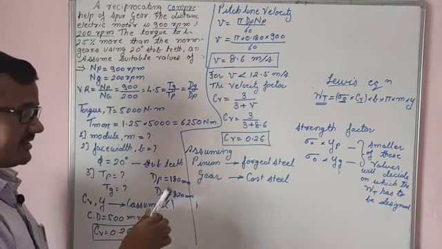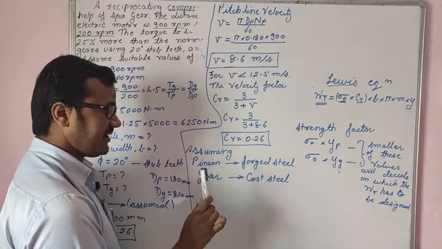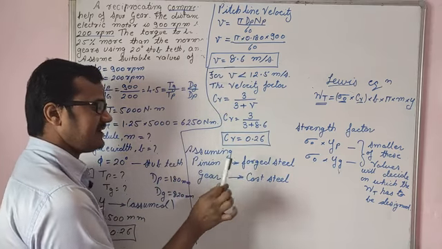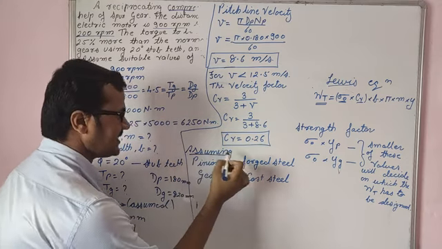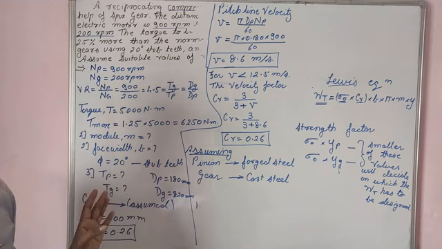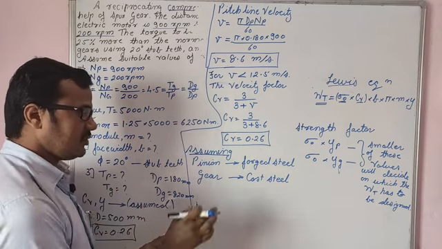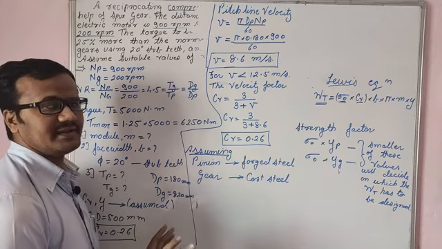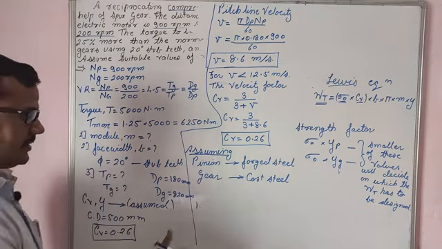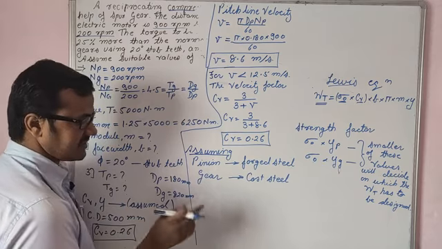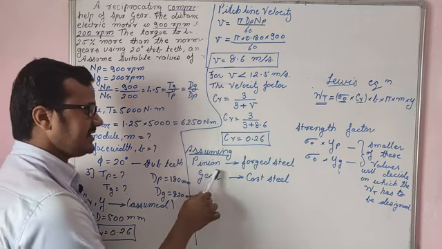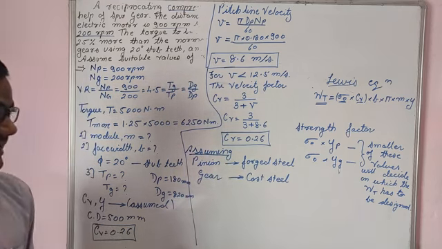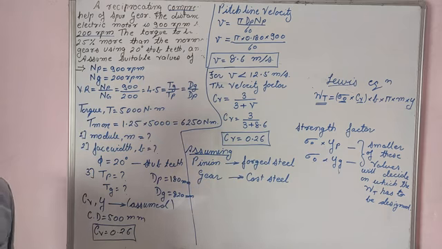Here I am assuming that the pinion and gear are of different materials. Pinion is made of forged steel and gear is made of cast steel. If it has to be assumed, I can assume anything, right? Even I can assume that pinion and gear are made of the same material. But only for bringing some variations in the type of problems, I am assuming two cases: that pinion is made of forged steel and the gear is made of cast steel, right?